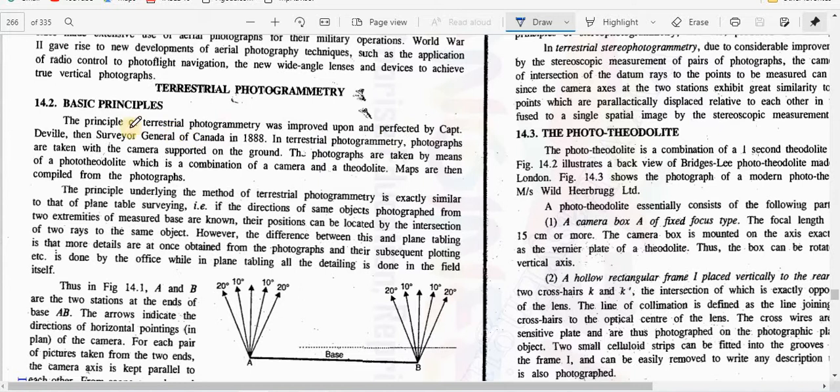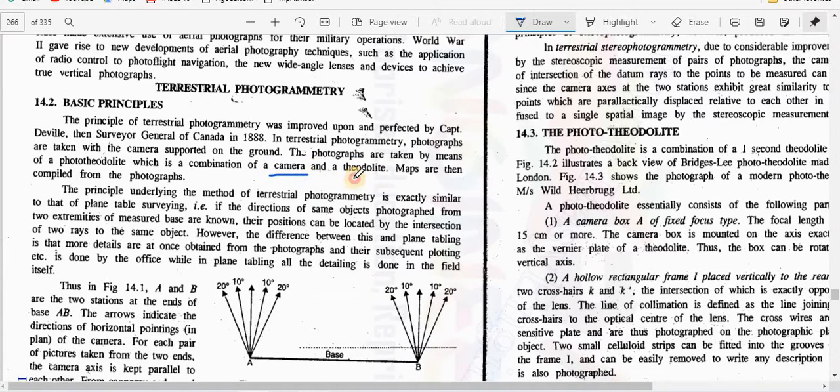In terrestrial photogrammetry, photographs are taken with the camera supported on the ground, as I told you on the first slide. The photographs are taken by means of a phototheodolite. The instrument used here is called a phototheodolite. Basically it is a combination of a camera and a theodolite, which is why it is called a phototheodolite.